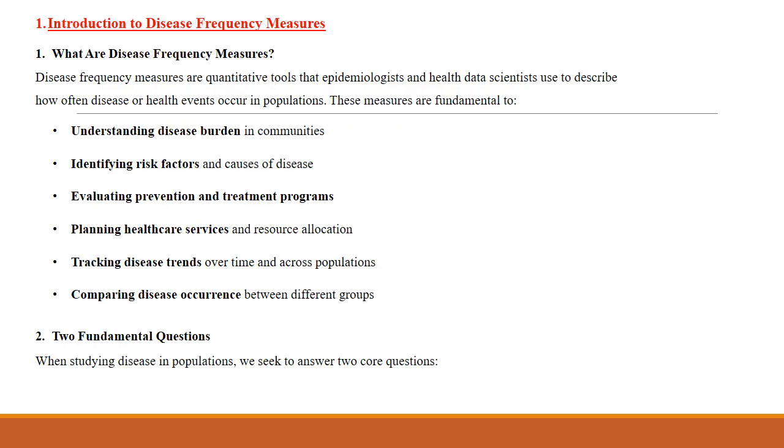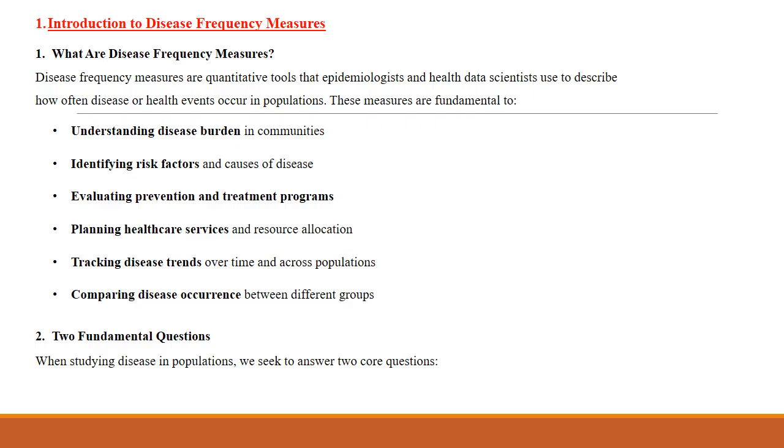First, the introduction to disease frequency measures. What are these? These are the quantitative tools that epidemiologists and health data scientists use to describe how often disease or health events occur in the population. These measures are fundamental to understanding disease burden in communities, identifying risk factors and causes of disease, evaluating prevention and treatment programs, planning healthcare services, tracking disease trends over time and across populations, and comparing disease occurrence between different groups.